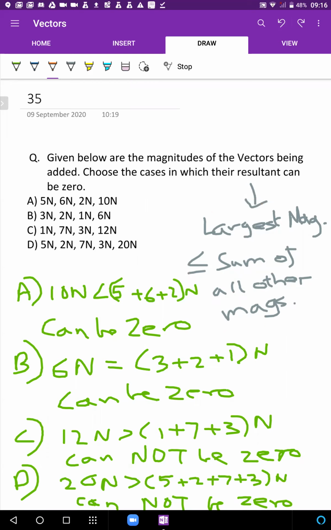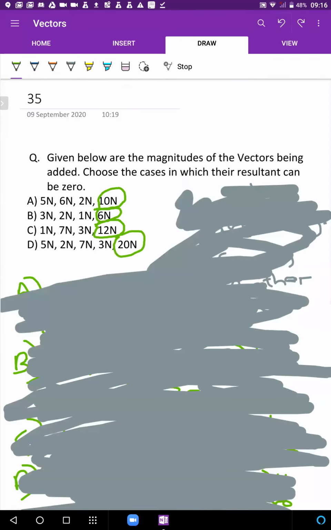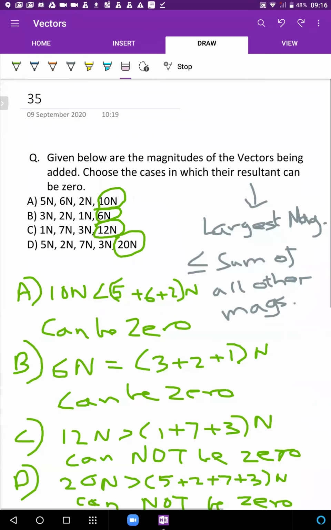So in all these questions, highlight the magnitudes. So these are my largest magnitudes: 10 Newton, 6 Newton, 12 Newton, 20 Newton. Highlight the magnitudes which are the largest. See if they are less than equal to the sum of all other magnitudes. So in the first case, 10 is less than 5 plus 6 plus 2, which is 13. 10 is less than 13.